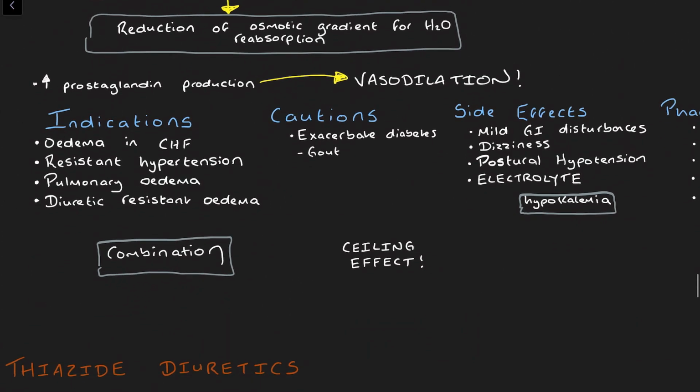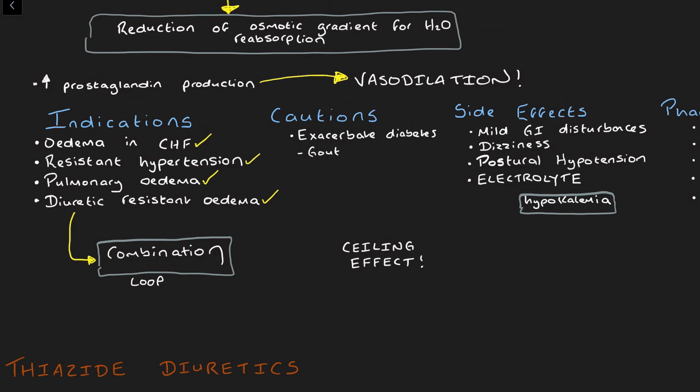Some of the indications include edema associated with congestive heart failure, resistant hypertension, pulmonary edema, and diuretic resistant edema. The diuretic resistant edema can be treated with a loop diuretic combined with a thiazide diuretic. It's also important to remember that loop diuretics are often more effective in patients with impaired kidney function compared to the use of thiazide diuretics.